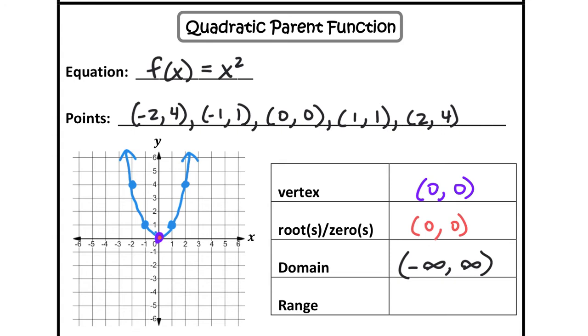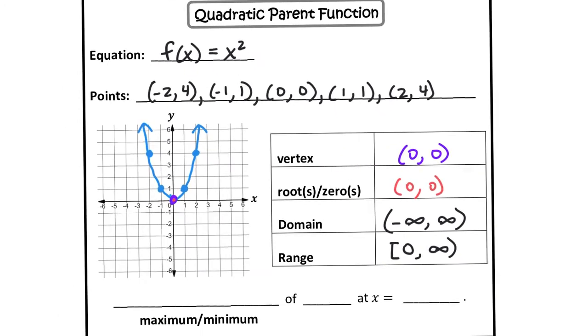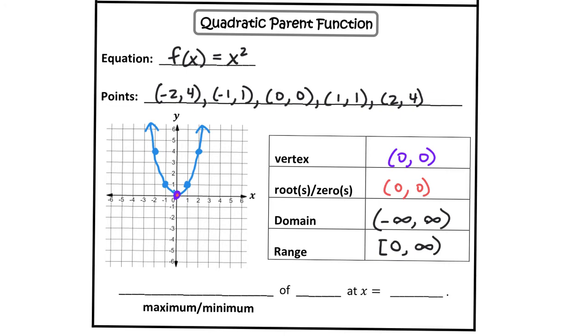And a little disclaimer, the domain is always going to be the same for quadratics. So it's always going to be -infinity to +infinity. The range is the one that's going to change depending on the equation. But the range for this one, if I go from bottom to top, the lowest point it goes is 0, and then it goes up towards infinity. So we put a bracket for 0 and infinity with parentheses. And there's, I think, 2 more things on the bottom. Actually, one more thing.